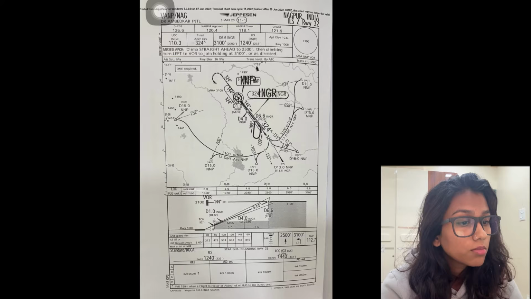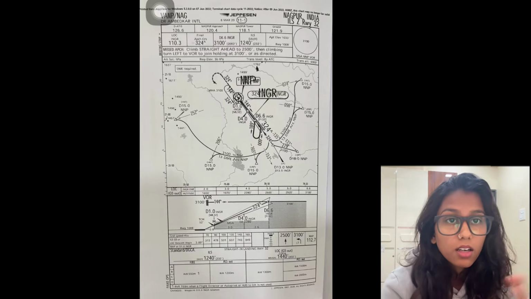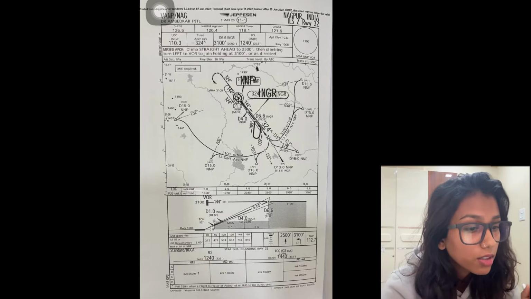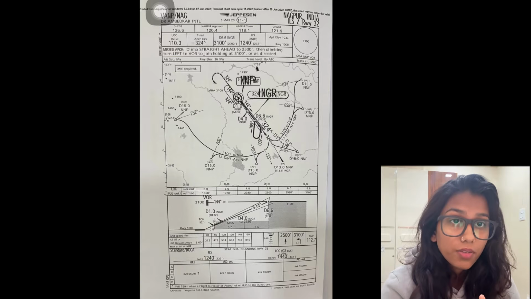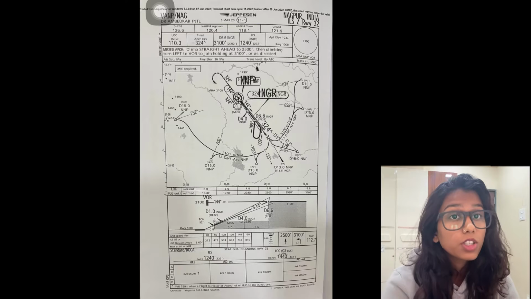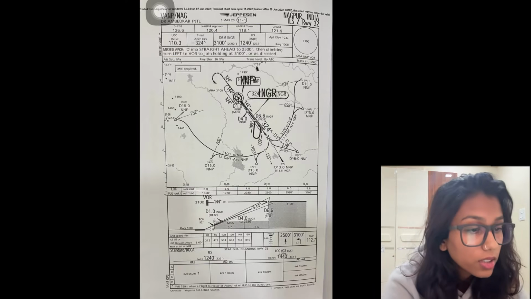Then your feet, how many feet you have to lose per nautical mile, it is also given here. And for all the categories of aircraft, A, B, C, D, whatever category your aircraft is, what should be the RVR, runway visual range, is also given here.